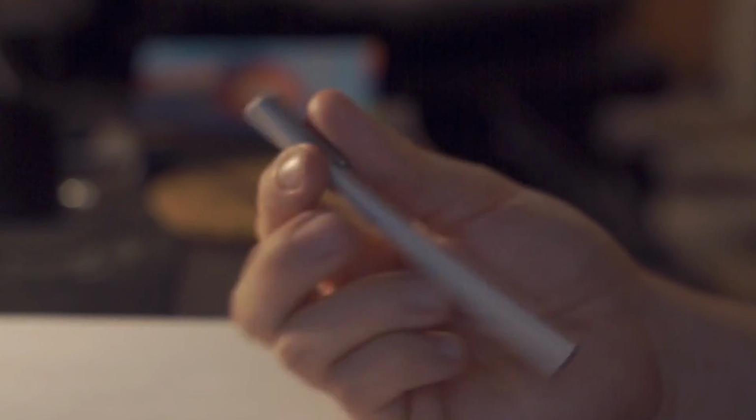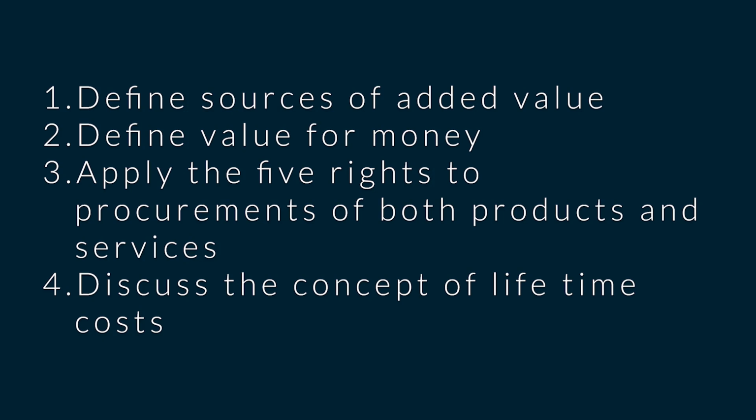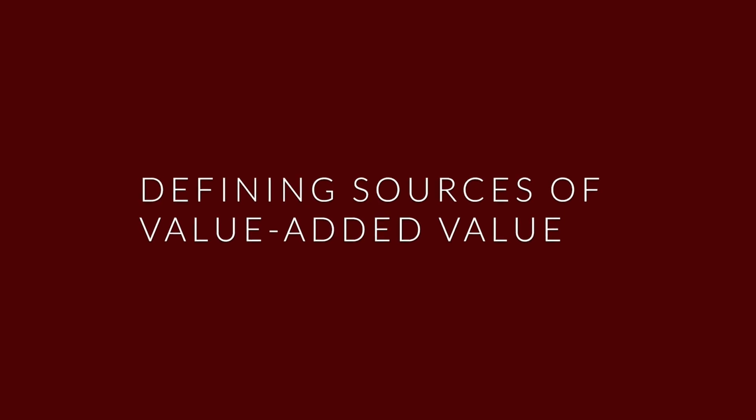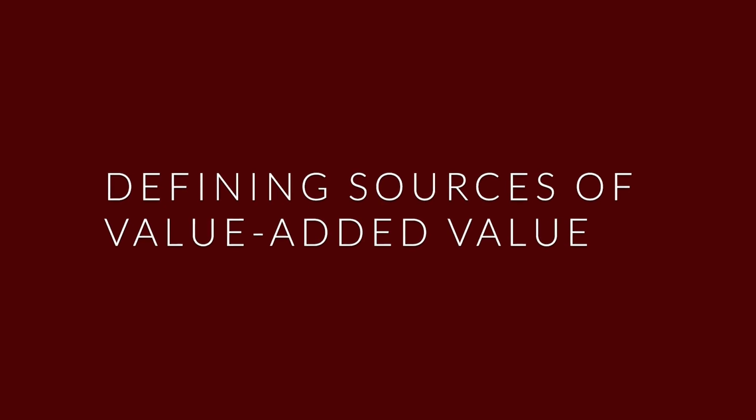Now, what are we going to look at in this case? Basically, the questions will revolve around defining sources of added value, defining value for money, applying the 5 rights of procurement of both product and service, as well as discussing the concept of lifetime cost. And so let's get started. To start us off, let's look at defining sources of value for money.